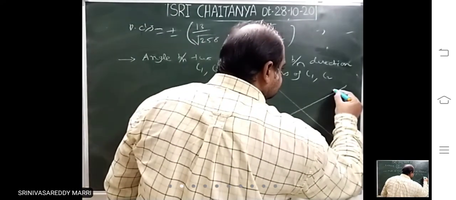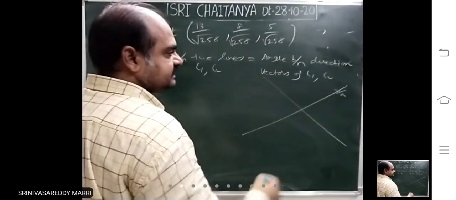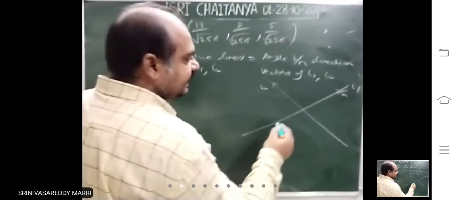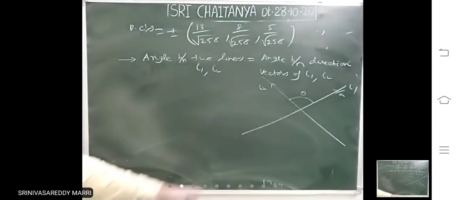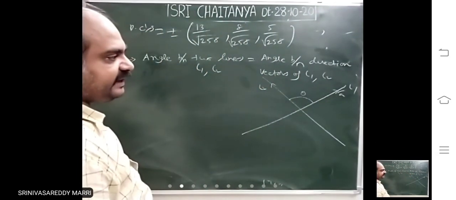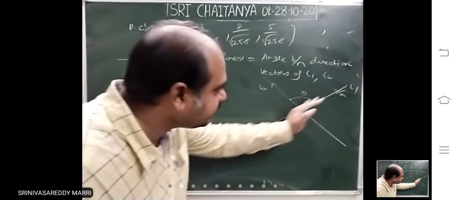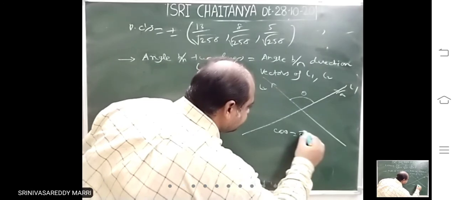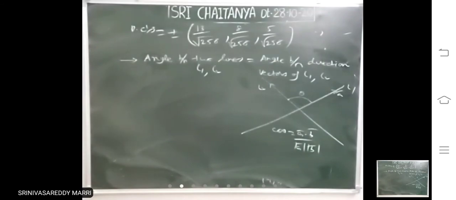Let us say it is in the direction of A bar. This line L1, this line L2. Suppose this angle is theta. Angle between two lines is nothing but the angle between these vectors, A bar, B bar. This direction is A bar, this direction is B bar. This angle is nothing but the angle between this direction and this direction. For that, cos theta is nothing but the dot product formula, modulus A bar into modulus B bar. That formula we will use.